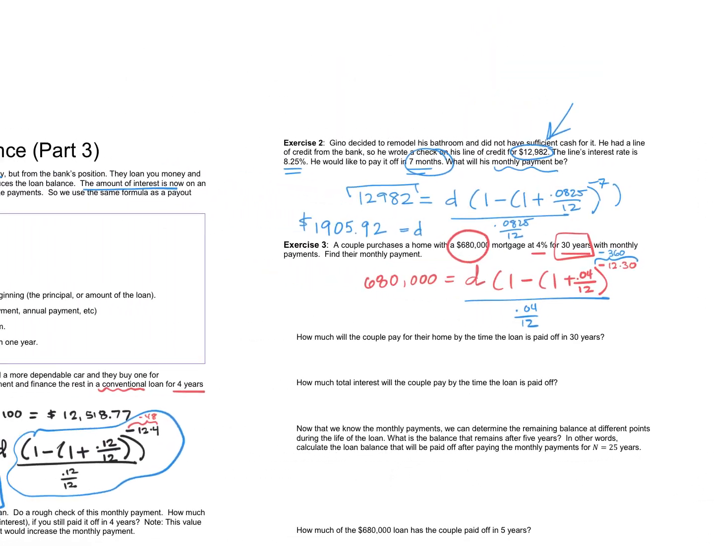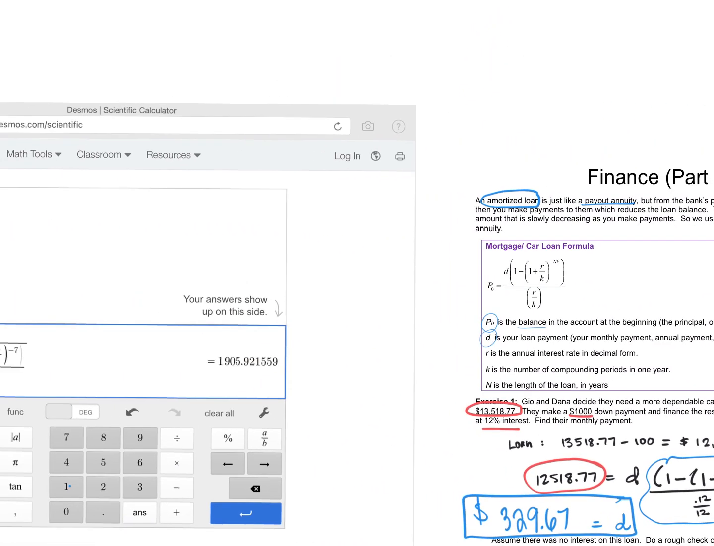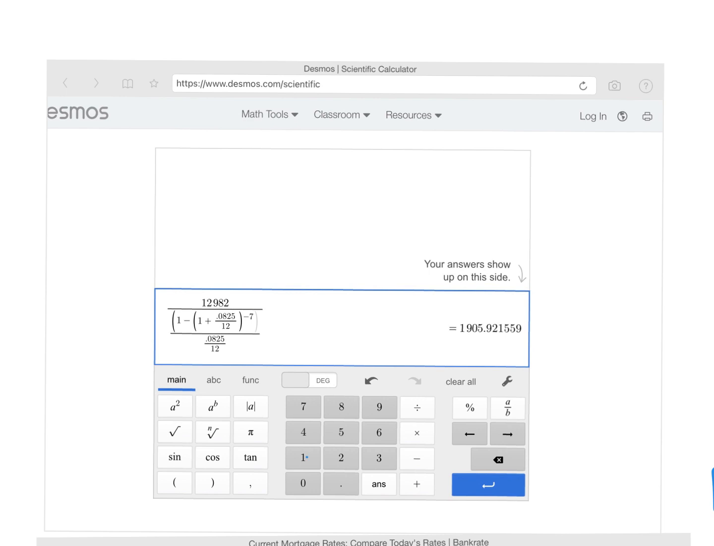So again, I'm going to go to my Desmos calculator that's hanging out here, and you can use this for your exam and make it really easier here. I'm going to enter the loan amount was $680,000. And my interest rate for this house was 4%, so I'm going to put 0.04 in place of those numbers.